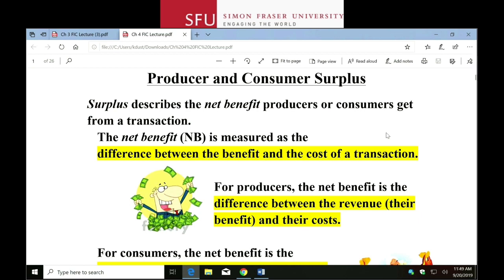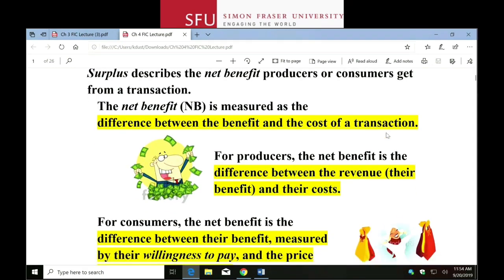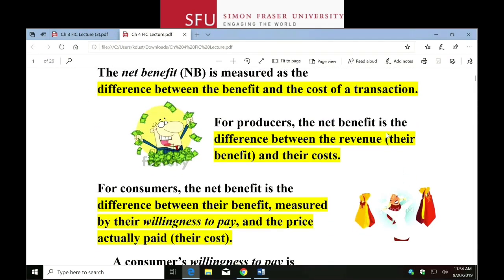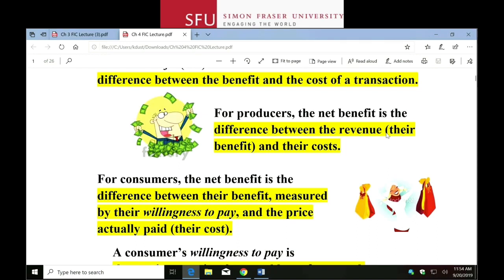All right, so for the consumer then, what we think about is what are we willing to pay, and then what's the price that we actually have to pay. Okay, so consumer surplus or net benefit. So our net benefit is the difference between the benefit measured by willingness to pay and the price actually paid.